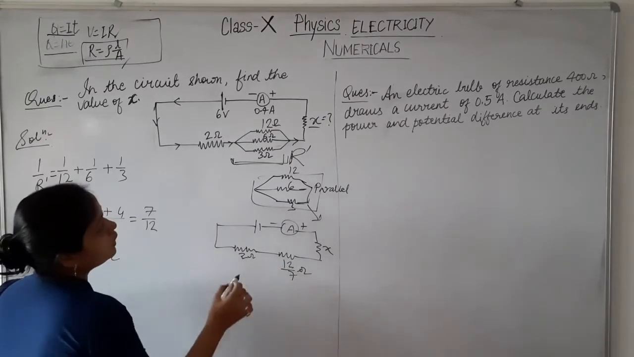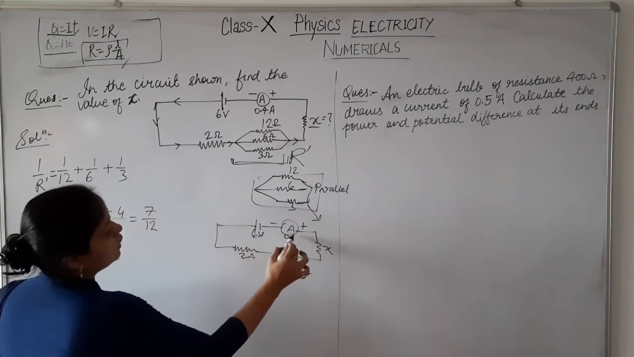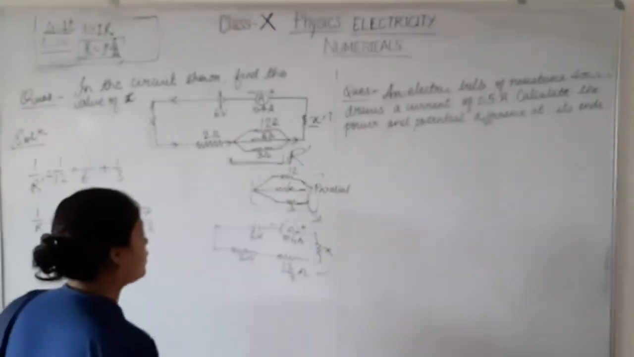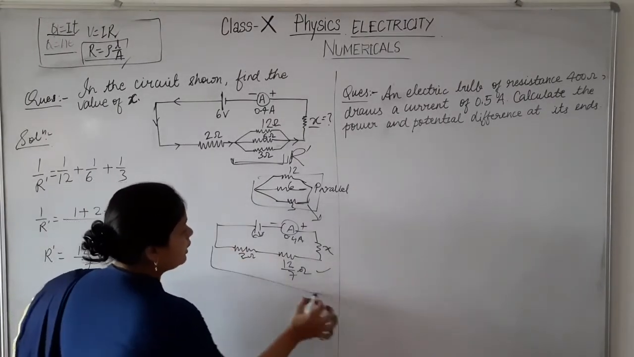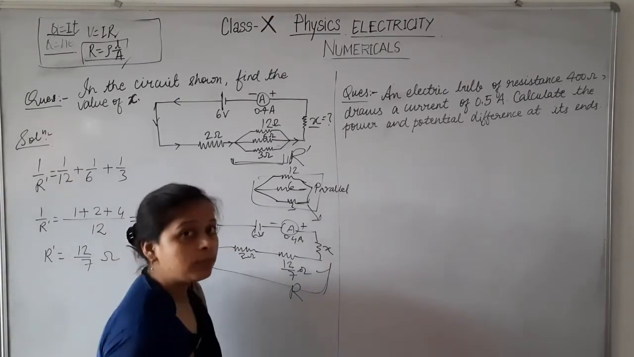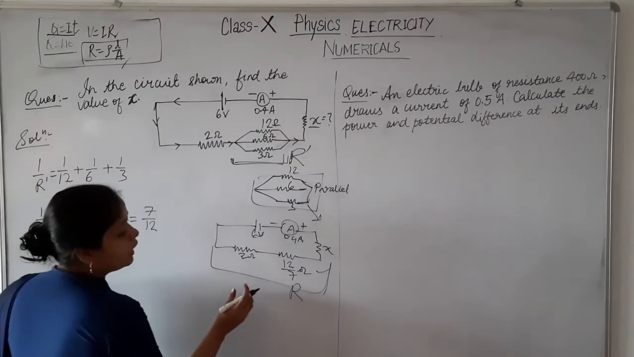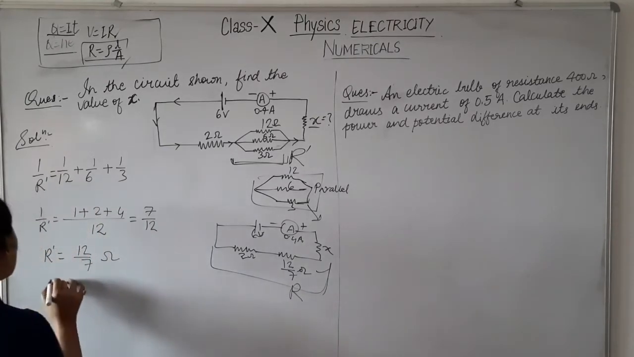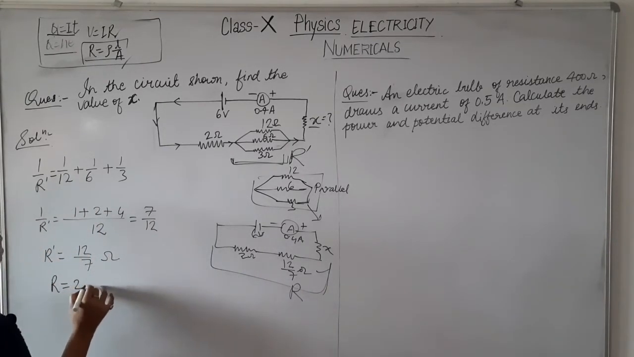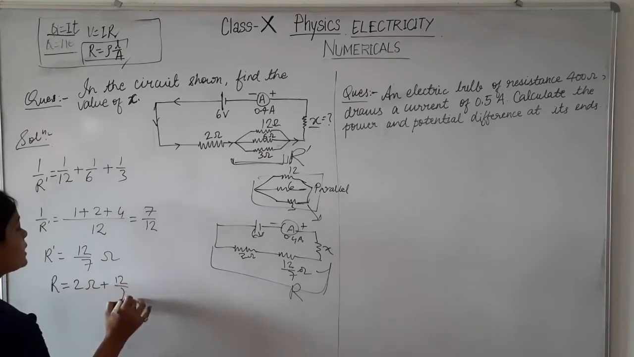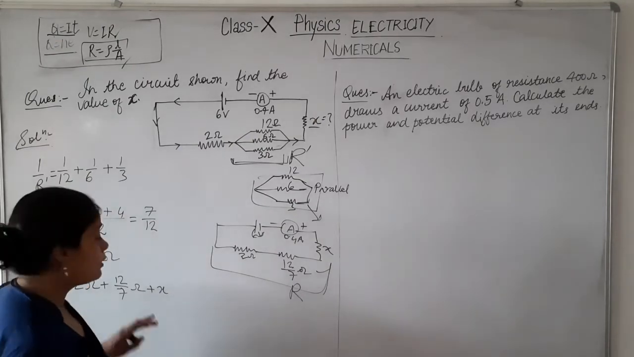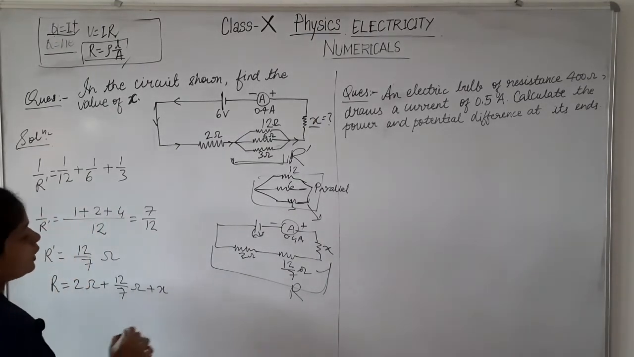Now if you go through this circuit, whatever values are given, we can find that all the equipment is arranged in series manner. So let us consider the equivalent resistance of this circuit be R. Now if we are asked to find the value of R, what will it be? R will be 2 ohm plus 12 upon 7 ohm plus X. Let it be like this.